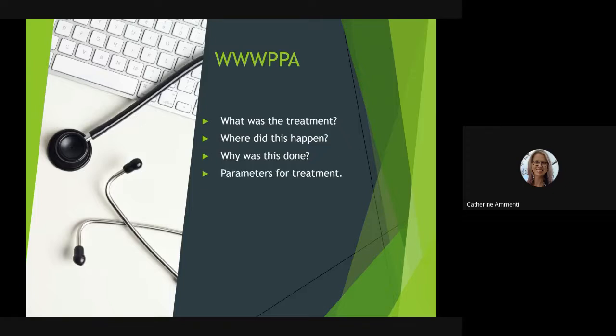The parameters for the treatment, the positioning of the patient is extremely important. So we have to know what position the patient is in. Any assistance provided? Did they need contact guard assistance, max assist? Were they just standby assist, or were you just close observation? How much assistance did they need?